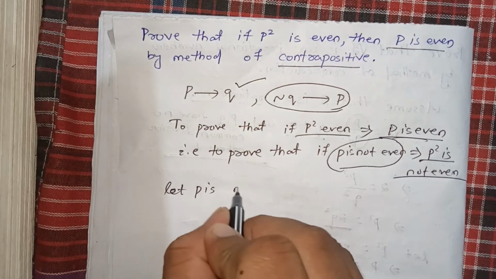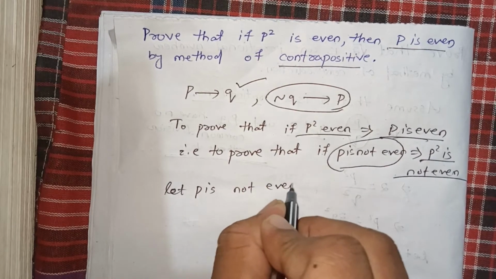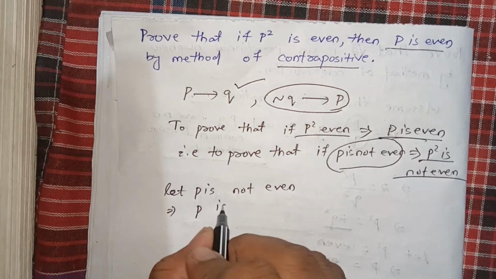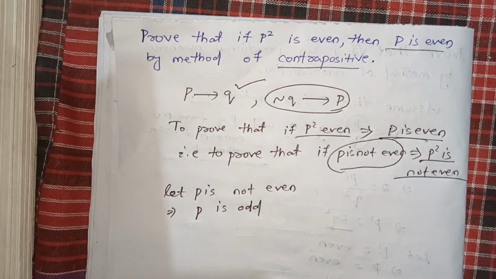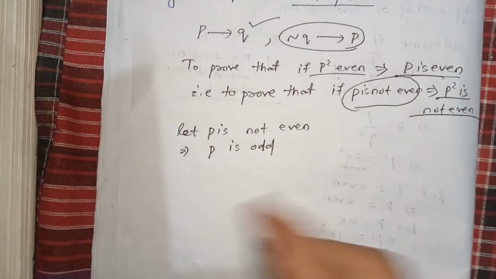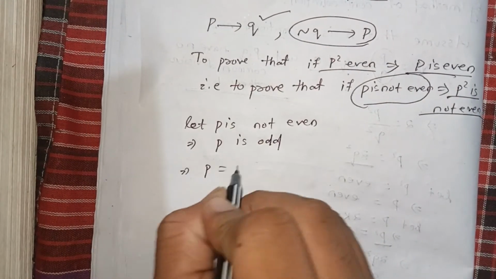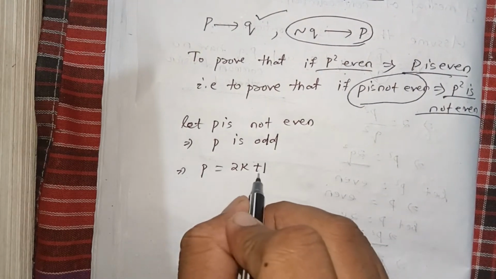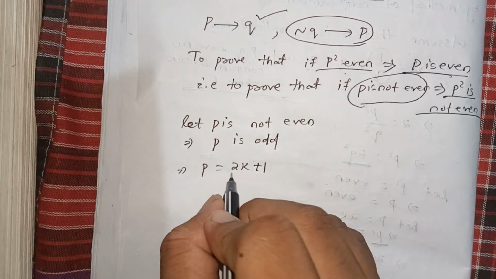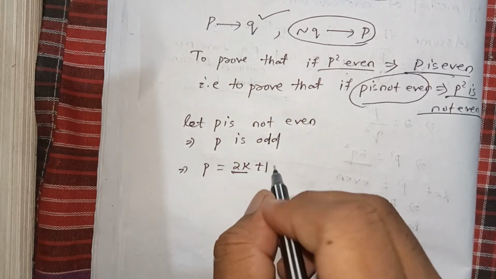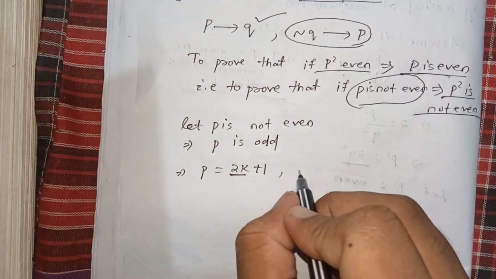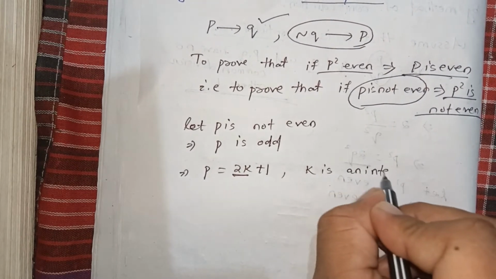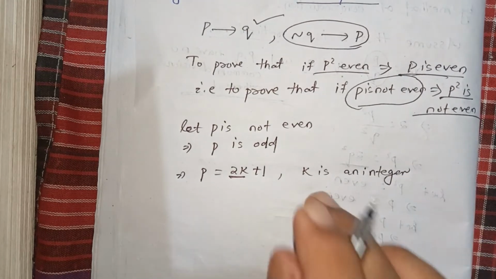p is not even. So we know that if p is not even, this implies that p is odd. If p is not even, that means p is an odd number. And let us take p is equal to 2k plus 1. We know that odd numbers are one more than even numbers, that any multiple of 2 plus 1 will be an odd number, where k is an integer. Where k is an integer, we take p is equal to 2k plus 1.